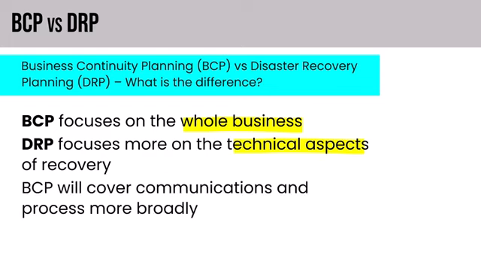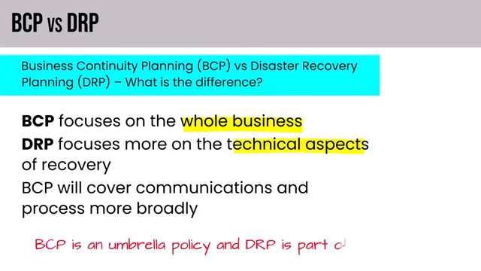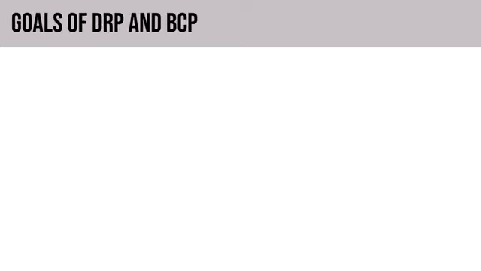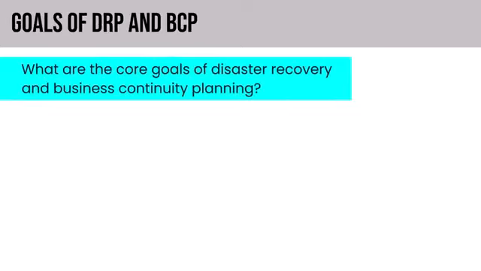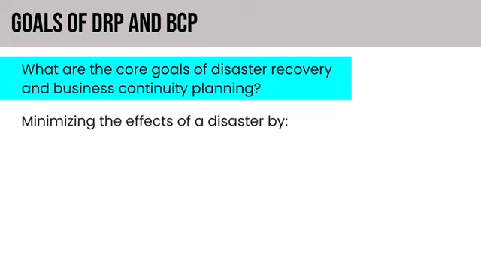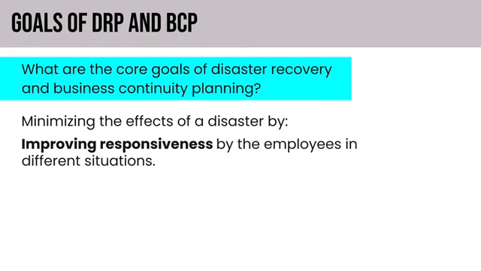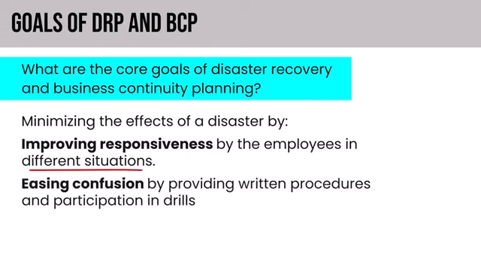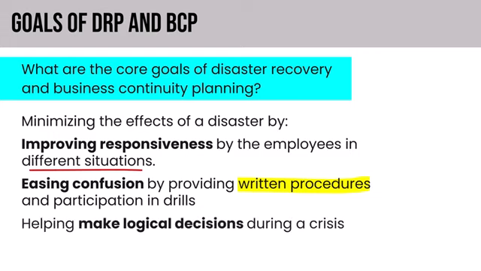The business continuity plan will cover communications and process more broadly. Another way to think about that is the business continuity plan is an umbrella policy, and the disaster recovery plan is part of it. So what are the goals of DRP and BCP? Well, it's all about minimizing the effects of a disaster by improving responsiveness by the employees in different situations, erasing confusion by providing written procedures, and participation in drills to ensure folks know what they are doing in the event of an actual disaster, ultimately helping your important users executing the plan to make logical decisions during a crisis.